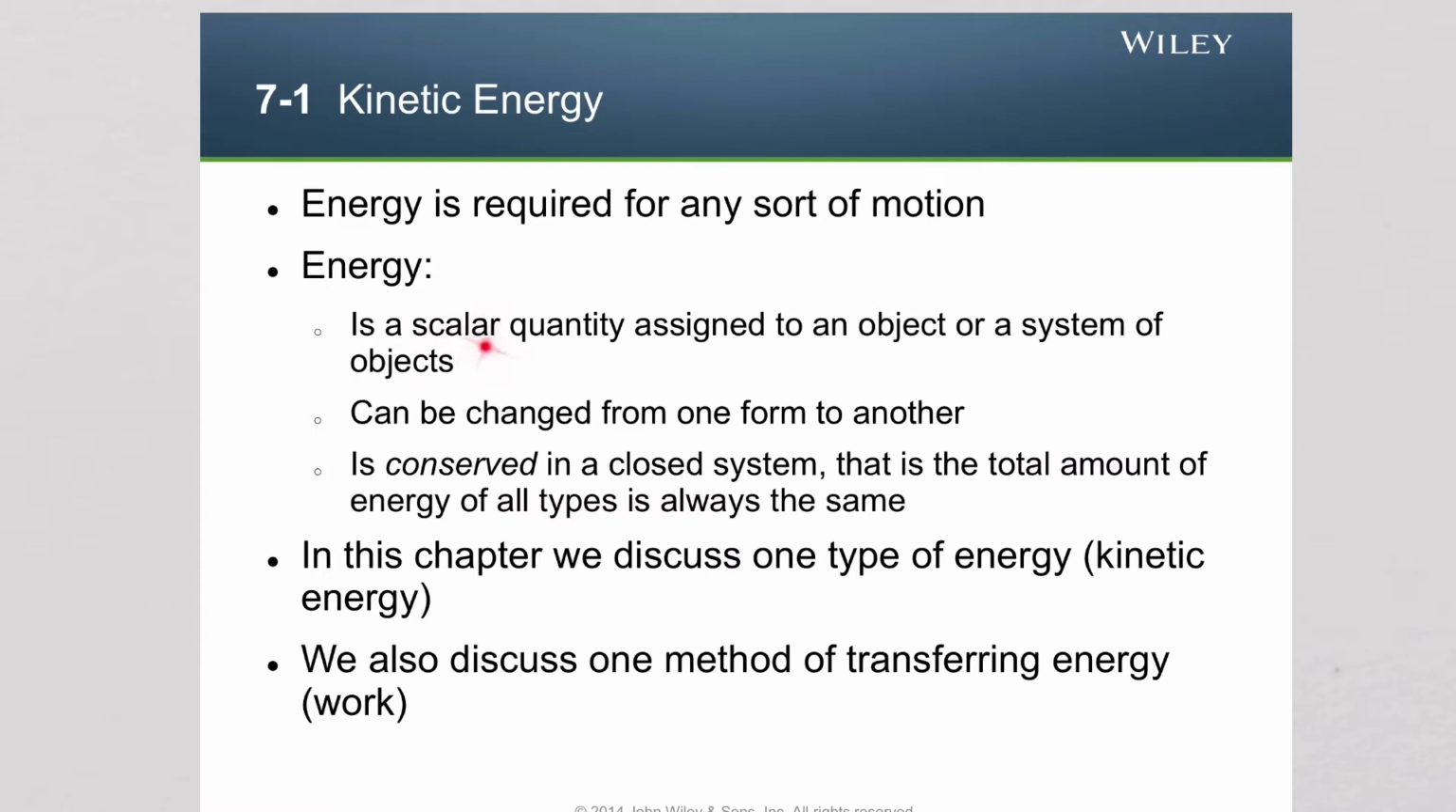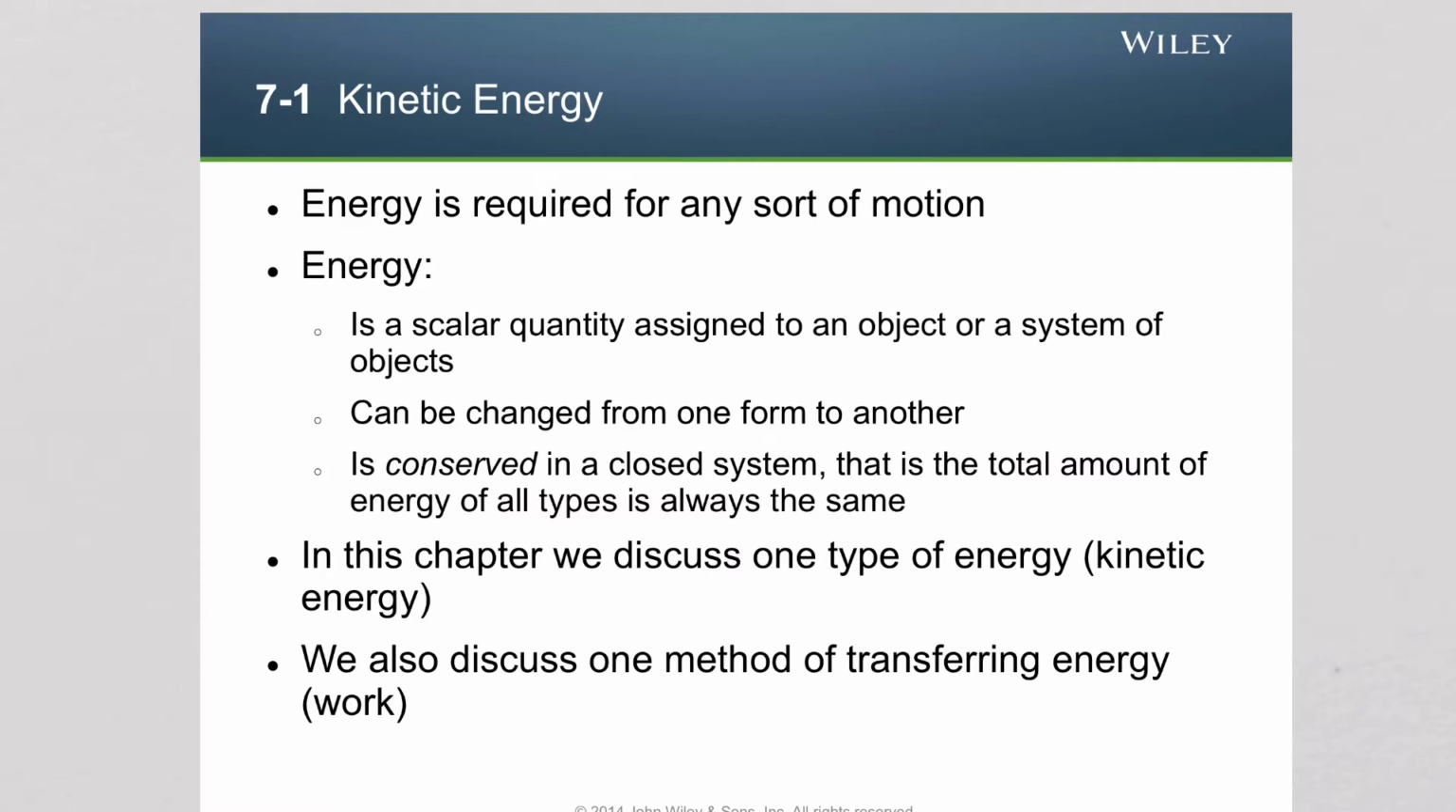Energy is a scalar quantity assigned to an object or a system of objects. Energy can be changed from one form to another, but energy cannot be created out of nothing or destroyed completely. Examples of conversion of energy from one form to another would be electrical energy being converted into thermal energy by cooking appliances, or electric energy being converted into mechanical energy of motion, heat energy being converted into mechanical energy of motion, and so on and so forth.